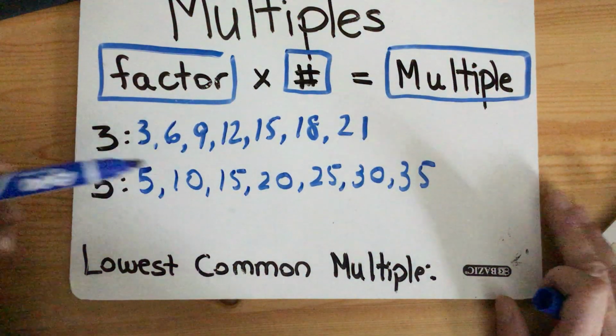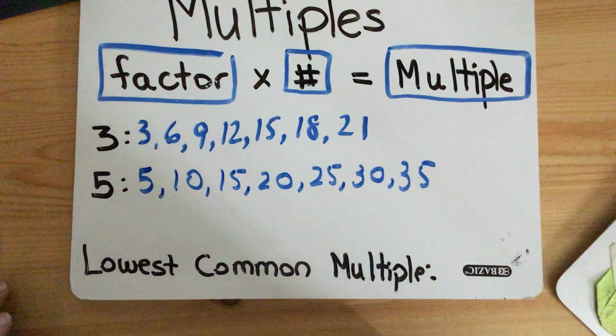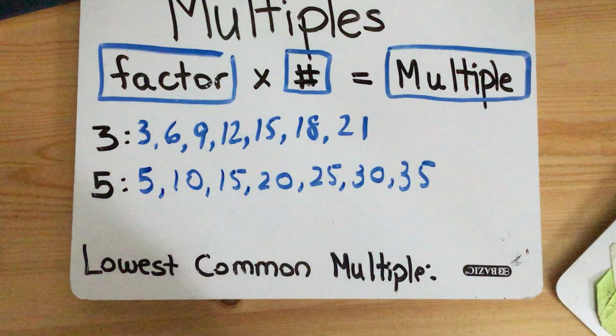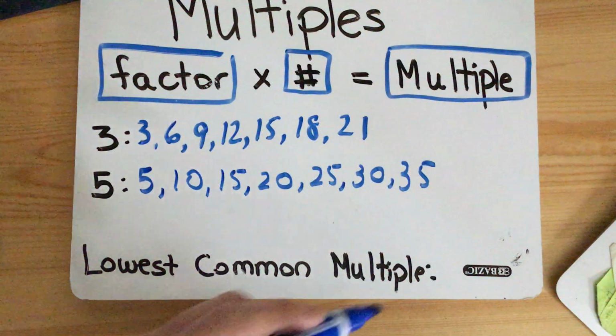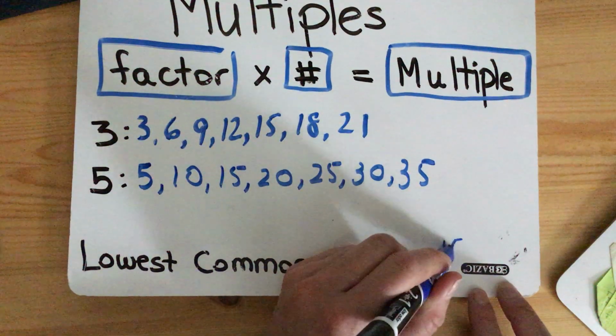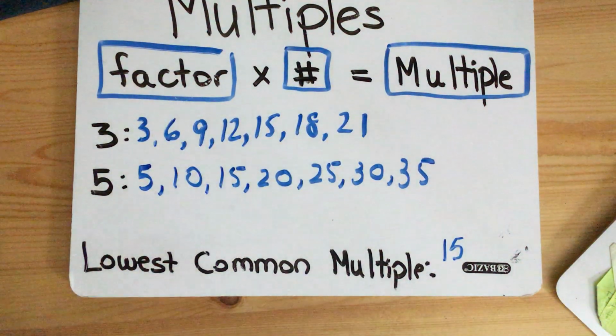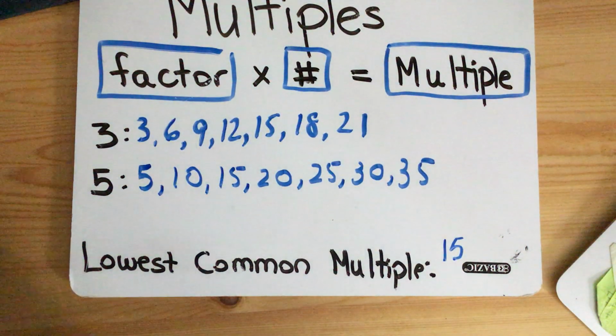So I look to see if you can find it. What is the lowest number that they have in common? You're right, it is 15. So that's lowest common multiple and greatest common factor we went over.